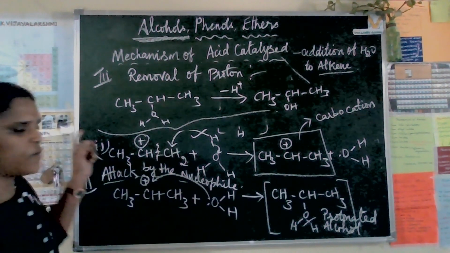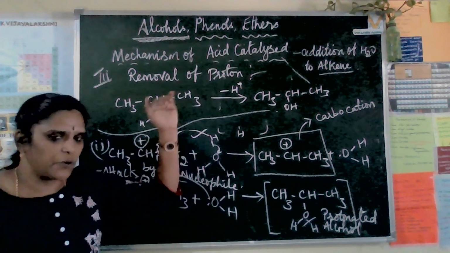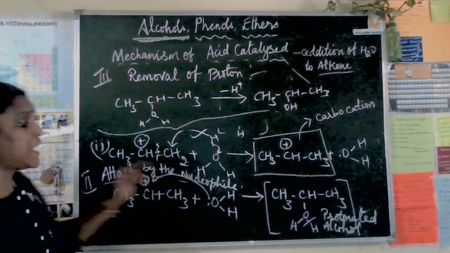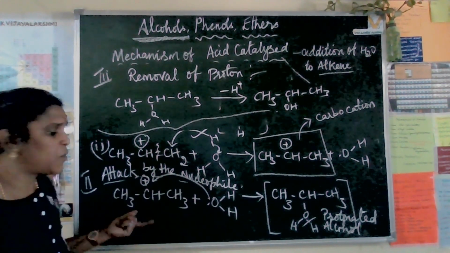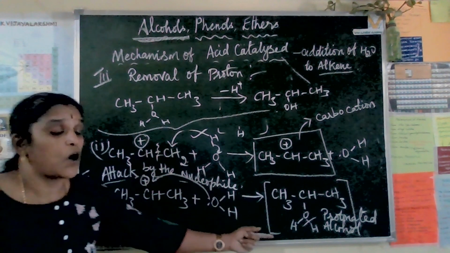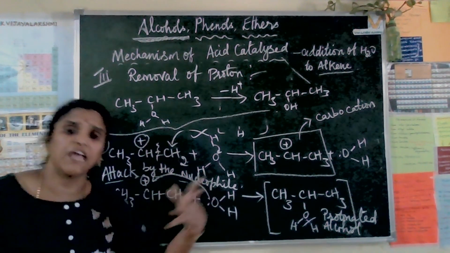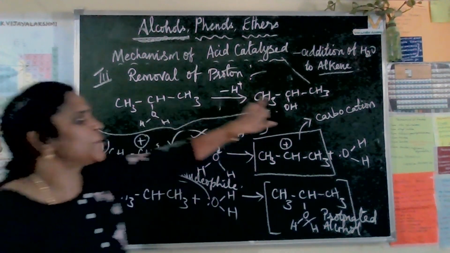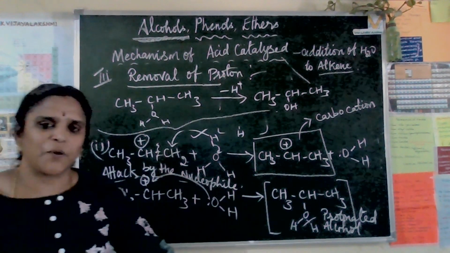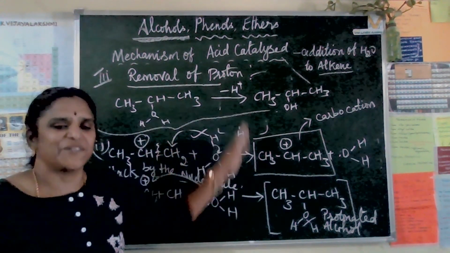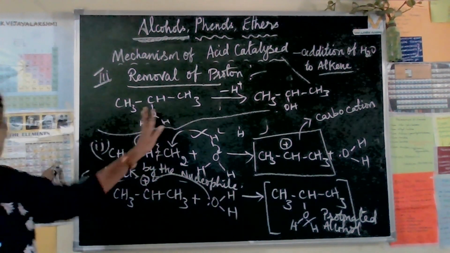Three steps. First one, protonation as well as formation of carbocation. You know very well how we get it. The second step, attack by the nucleophile. Water acts as a nucleophile and attacks the carbocation, and forms protonated alcohol. Protonated alcohol is a very strong acid. It's ready to leave that proton, so it loses the proton and you are getting alcohol. That is the third step. First, addition of proton. Last, removal of proton. So this is the mechanism. It's a 3-mark question. Please note down. Hope you are clear with it.